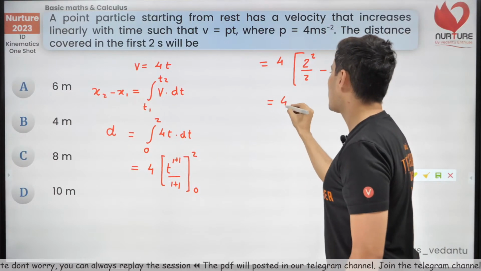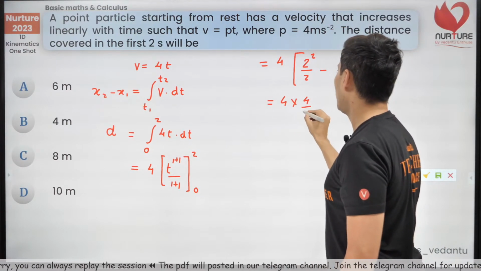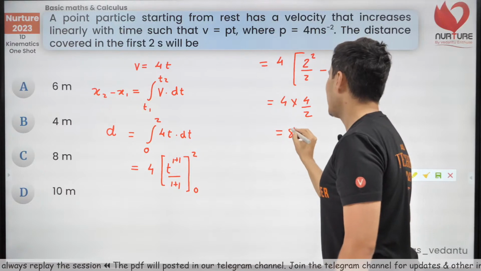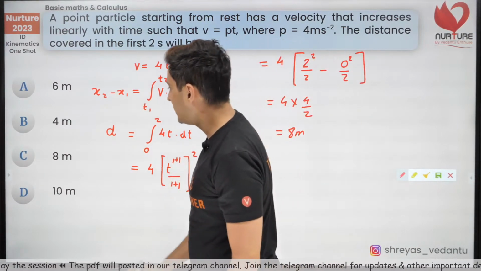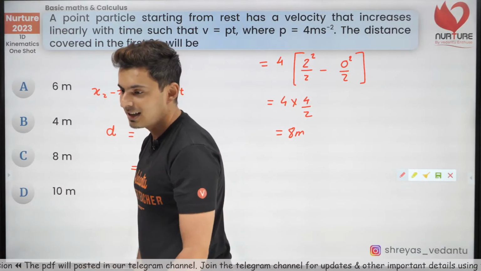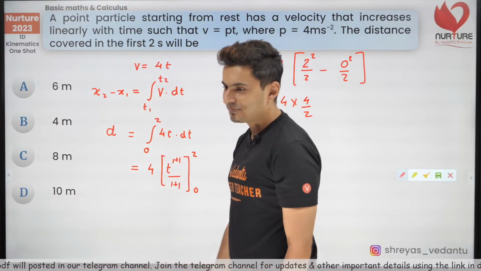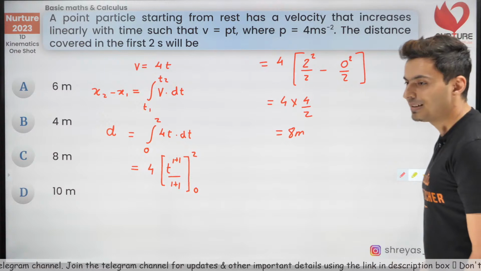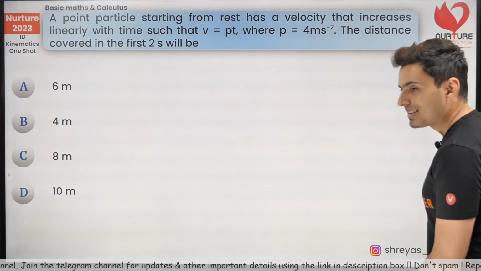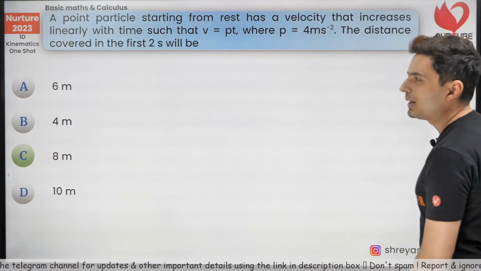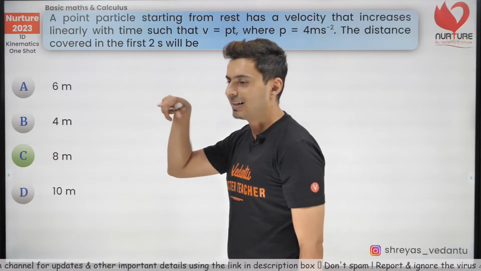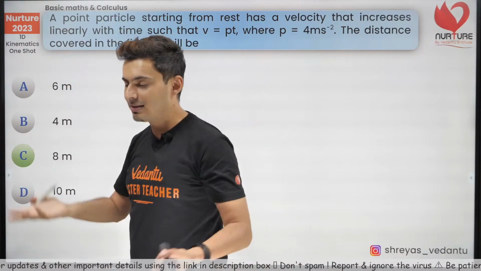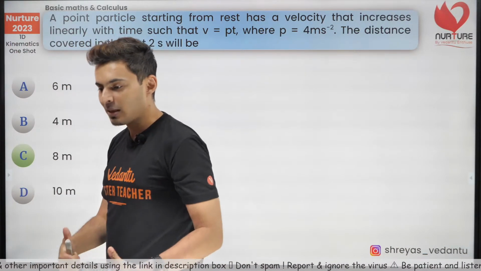So obviously this is 4 into 4 divided by 2. That's going to be 8 meters. So where is 8 meters? It's option C, guys. Yes, definitely C. Very good. I hope everybody got this. The answer is 8 meters. Very good to those of you who wrote C. Some of you wrote B. Probably you made a small silly mistake. You forgot that divided by 2, or you divided by 4 or something.